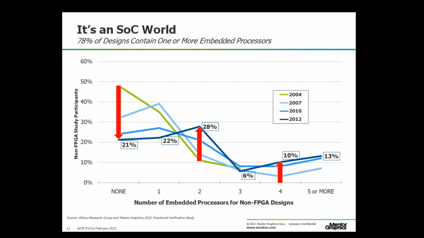So we also heard earlier today, and I think you're going to hear some consistencies between the presentations, that it is an SoC world. Again, out of Harry's presentation, if you look at the trends, the number of designs with no embedded processors has dropped from 48% down to 22%. So 78% of all new designs have at least one embedded processor. And notice the two red arrows in the middle and on the right show that the number of designs with multiple processors has been increasing over time.